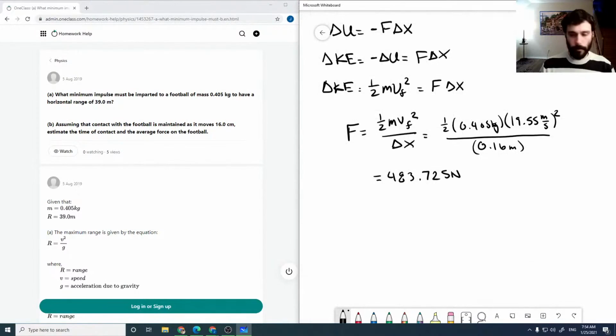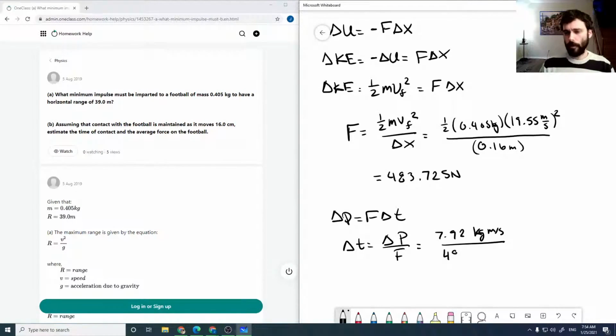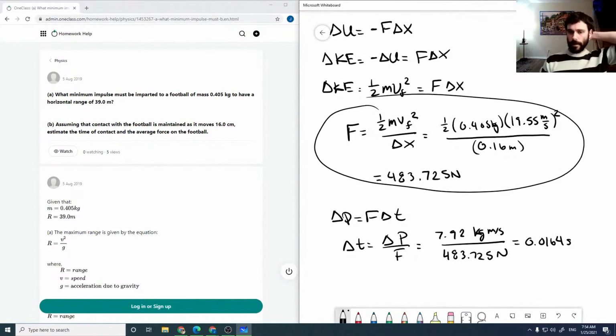And then again, delta P is F delta T. So our delta T is our delta P over F. Our delta P was 7.92 kilograms meters per second. And our force that we just solved for was 483.725 newtons. And this comes out to be 0.0164 seconds. And so then there's our force and our time.